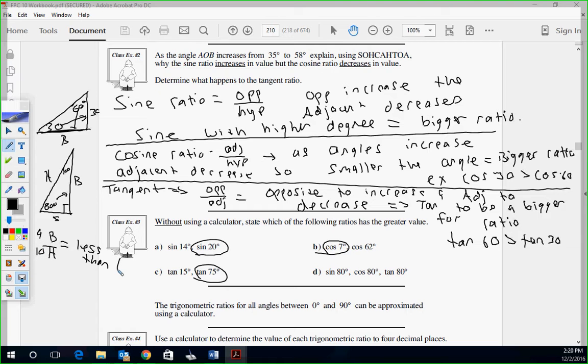Cosine is going to be super small over hypotenuse. This is not even close, like Jake said. There's no way. And then let's look at tangent, which is going to be big over small. Do you see? Tangent's the winner because this number is bigger than this number. So it's going to be a number bigger than what? 1. Exactly. So this one wins. Tangent 80 is your biggest ratio there.